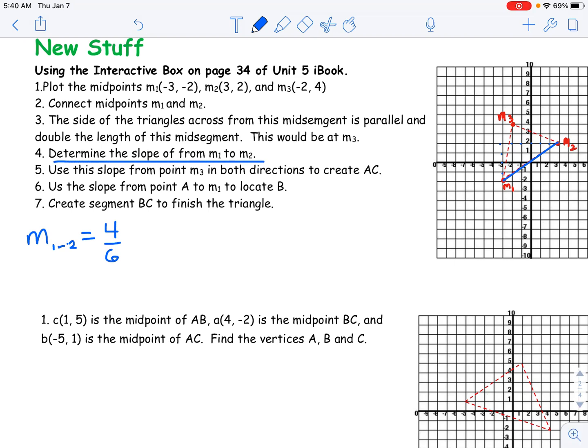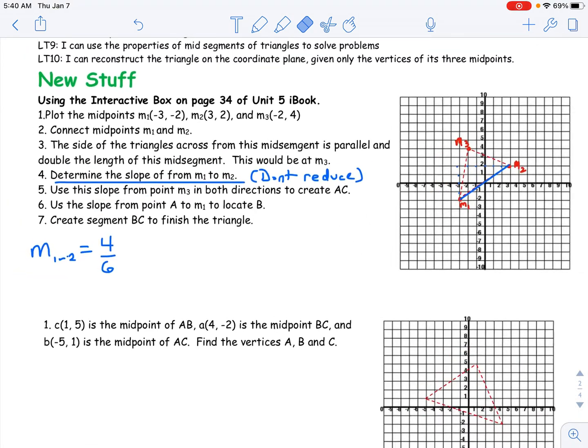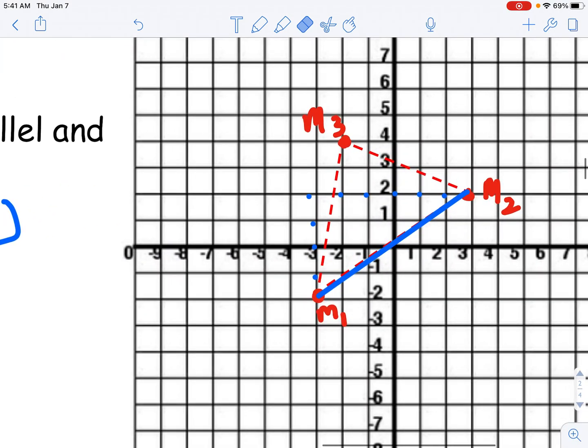Alright, now when we're determining slopes of things, we're not going to reduce. Don't reduce. I just said don't reduce. Alright, let's go. I'm ready to go now. We have a slope of 4 over 6. 1, 2, 3, 4. 1, 2, 3, 4, 5, 6.